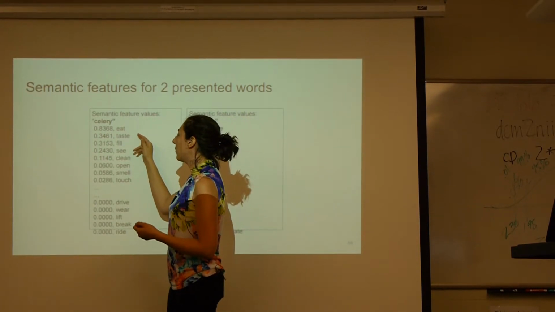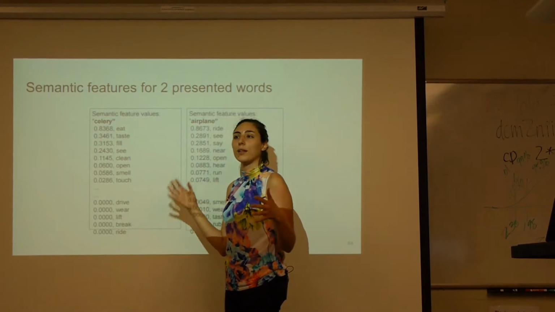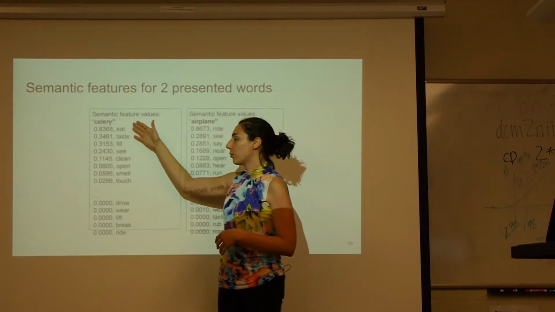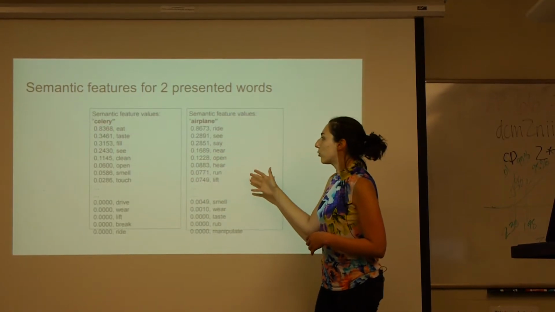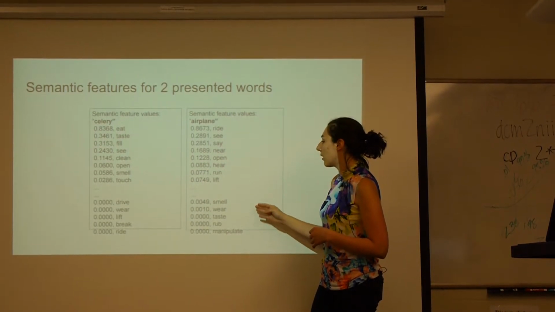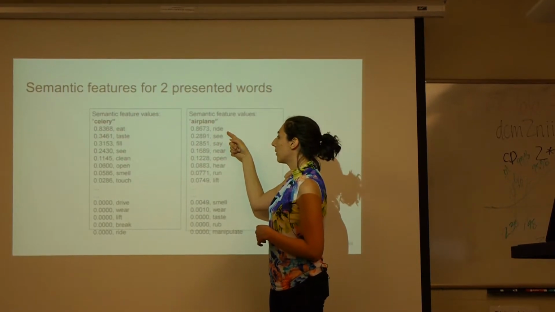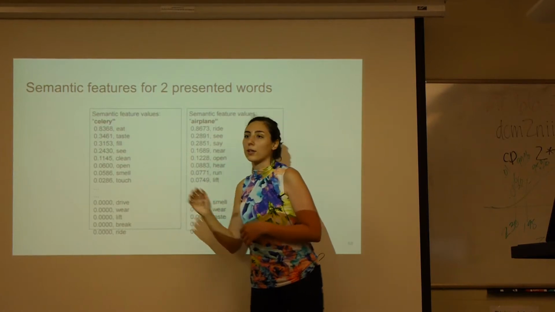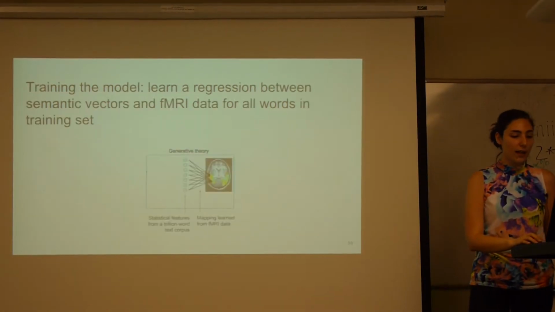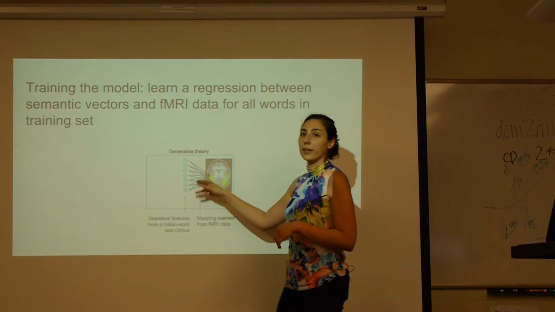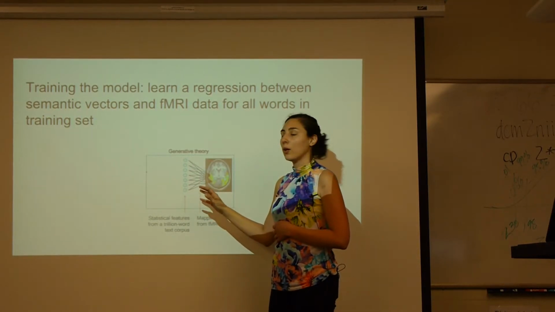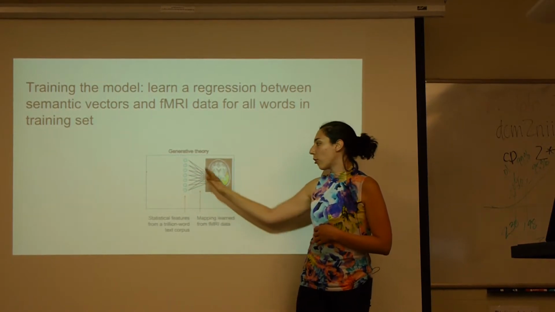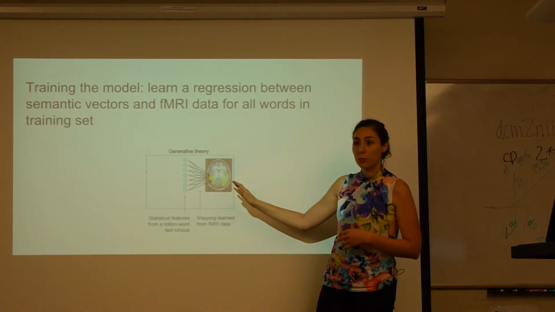So this was taken from these billions of documents online. This is how often celery occurs with each of these verbs. And then we can also do the same thing for airplane. And here we see that ride occurs a lot more frequently with airplane than it does with celery, right? So this is good. These are the values that we use for training this model. What we train is these weights from the co-occurrence statistics to the observed fMRI data.